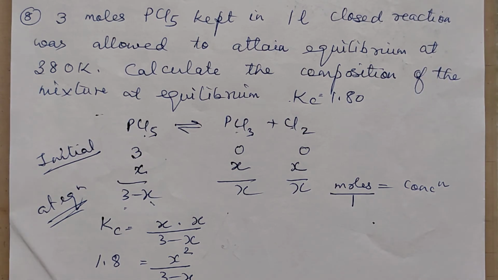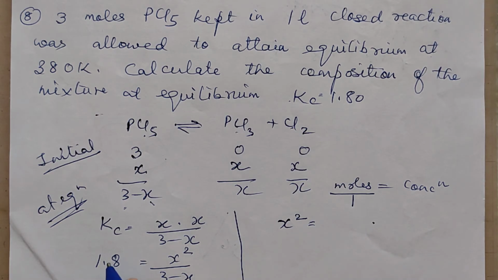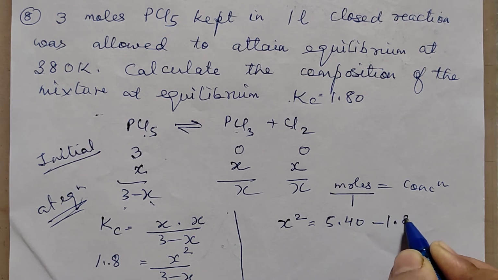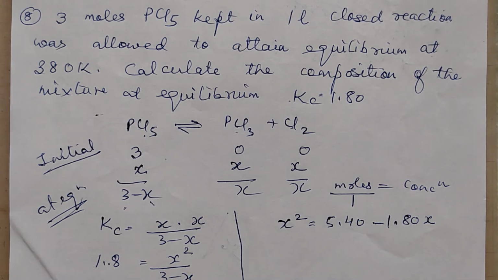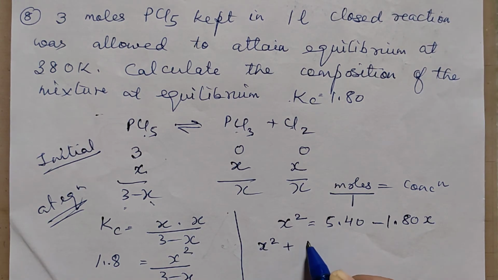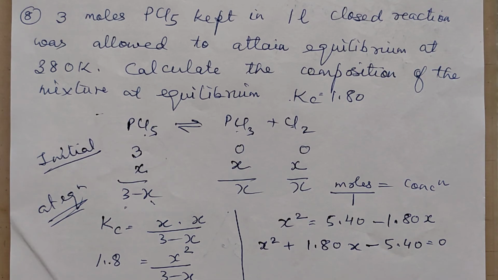Now, in this particular question, when you solve it, this will go to the other side. Writing this side, x square is equal to this into this, so it comes out to be 5.40 minus 1.8x. So you are getting a quadratic equation. You can write it like that: x square plus 1.80x, and on the left hand side it will be minus 5.40 is equal to 0. Okay, this is what you got.